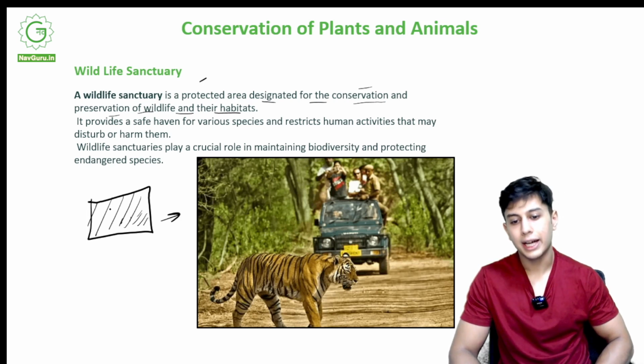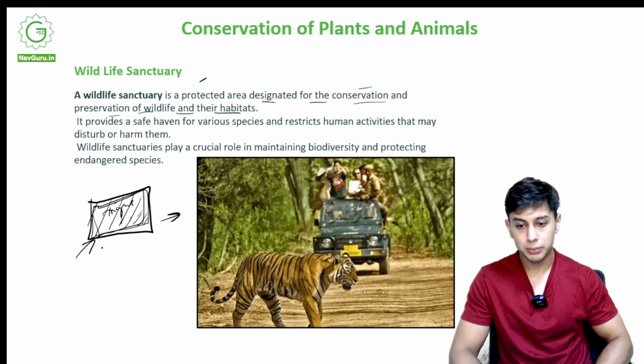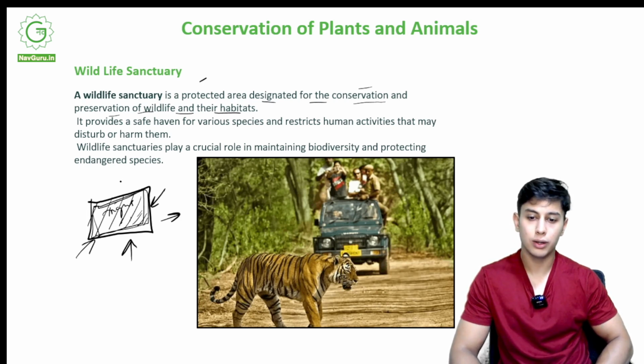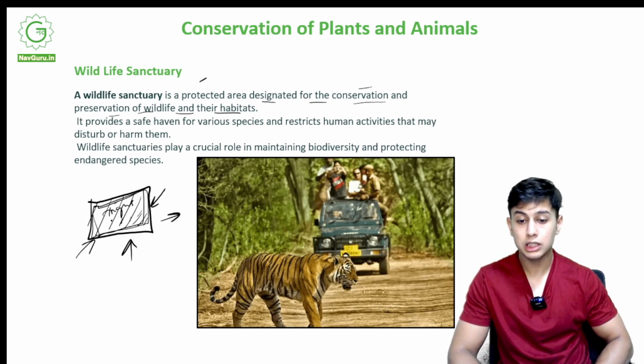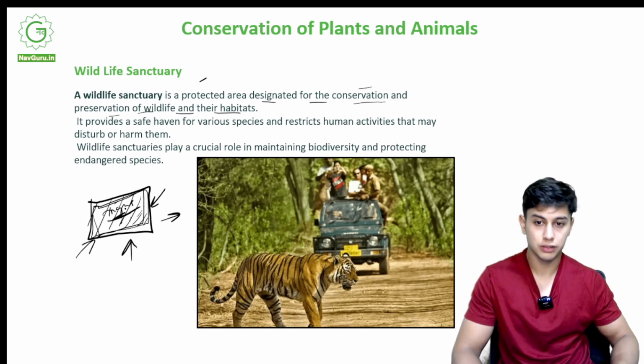So I know that tigers are found in this habitat. I will make it a wildlife sanctuary, I will make it a protected area so that no humans can come inside this for hunting, for killing, for making hotels and all, for deforestation. I have made a wildlife sanctuary so that this population of tigers is conserved.